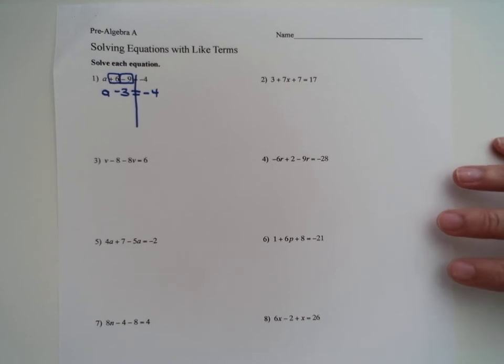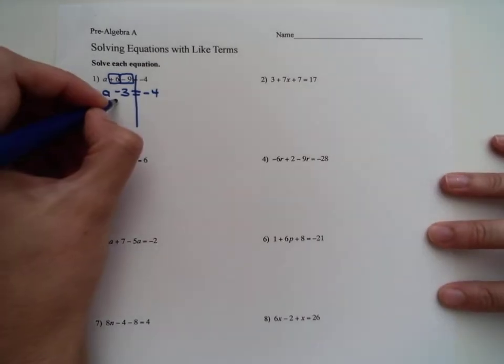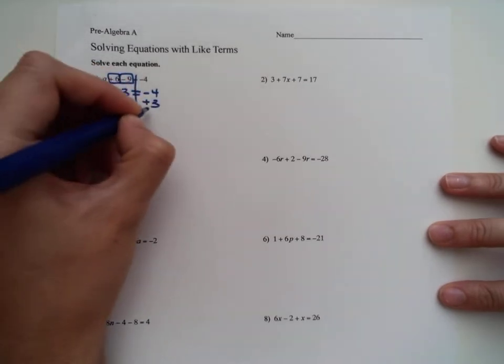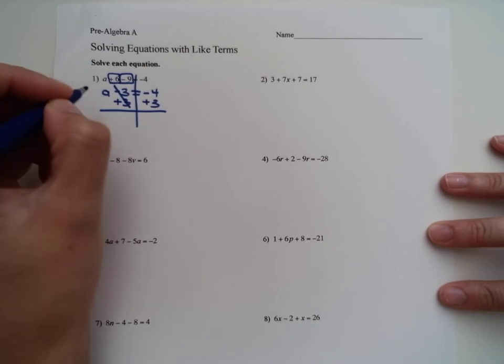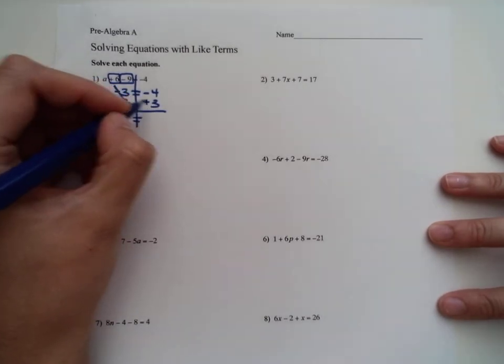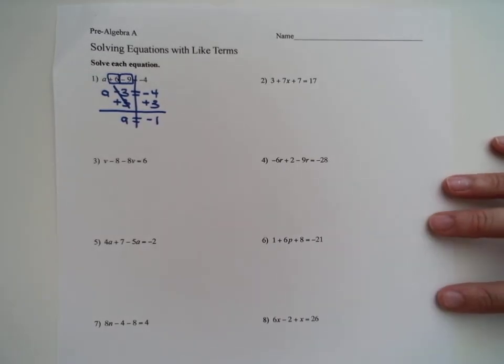Once we do that, it's just solving a two-step equation. So we add 3 to undo that negative 3. And actually, it's a one-step this time because we're left with a equals negative 4 plus 3, which is negative 1.